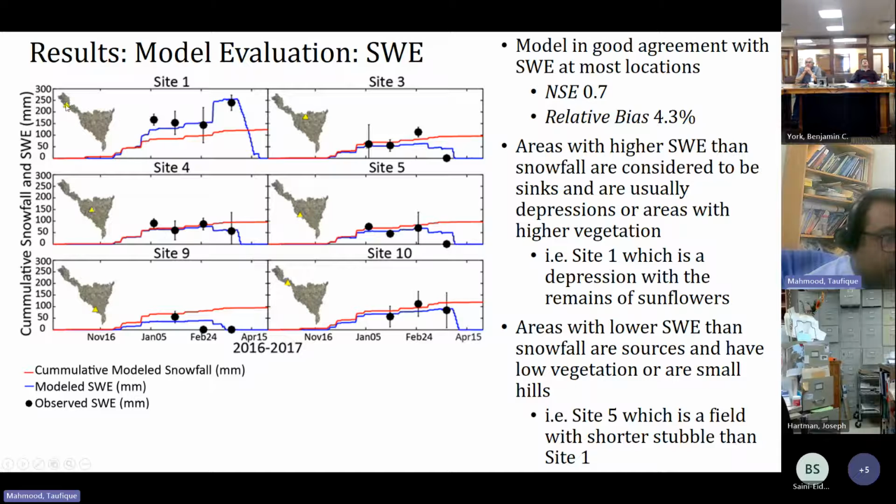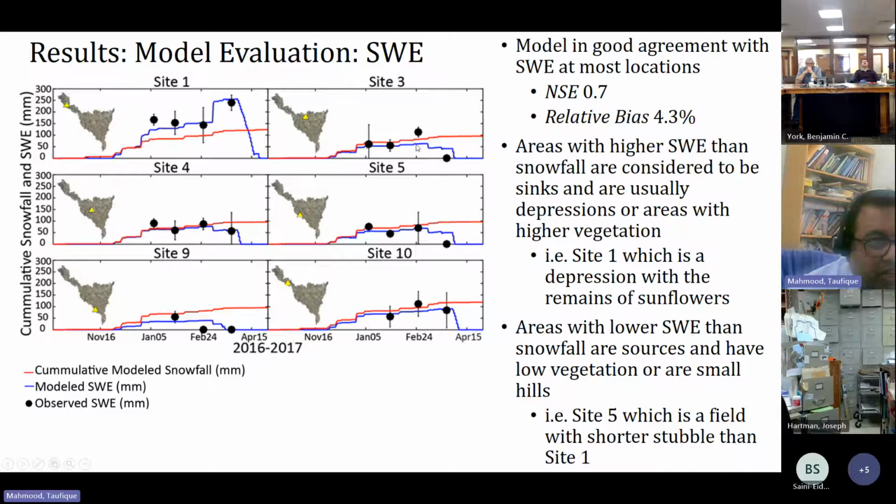This particular site is located in this part of the Mahmood Basin, and this is the simulated snow water equivalent, the blue line, and the red line you see is cumulative snowfall. You see the simulated snow water equivalent and observed snow water equivalent are higher than the cumulative snowfall. It means that the snow blows into this particular agricultural field and adds more snow there. However, it's not the case all the time.